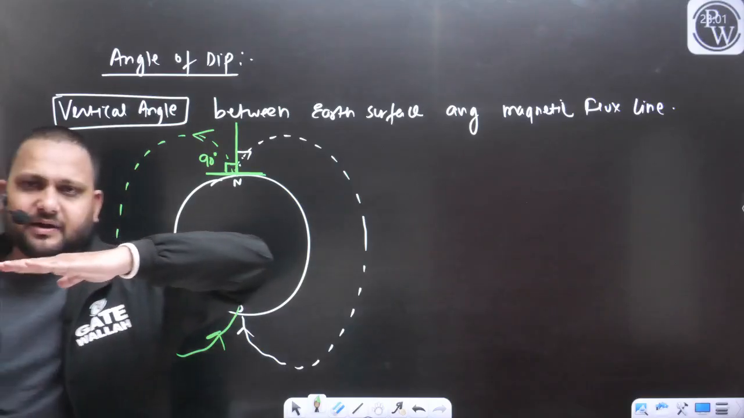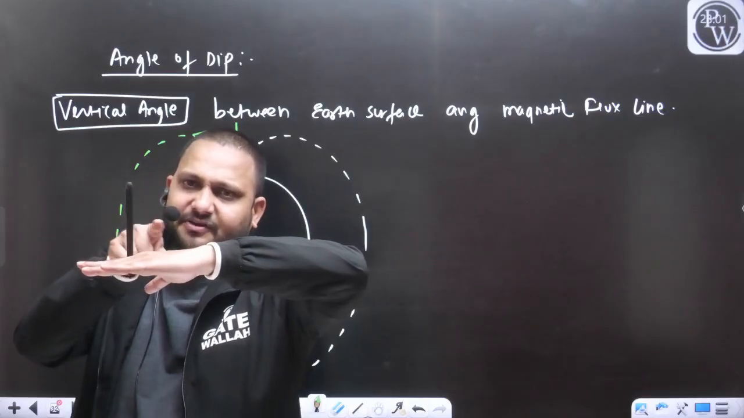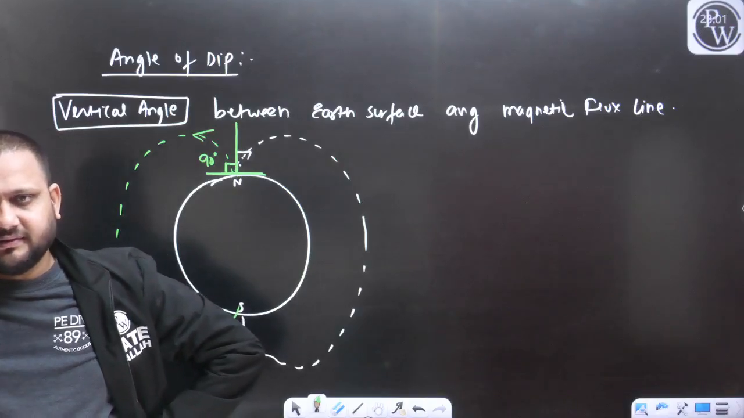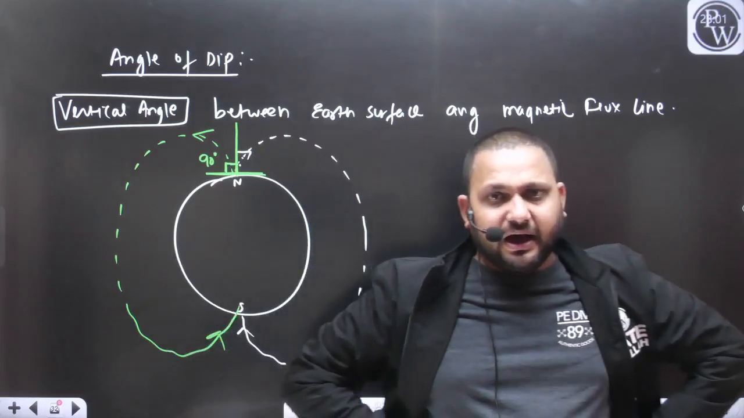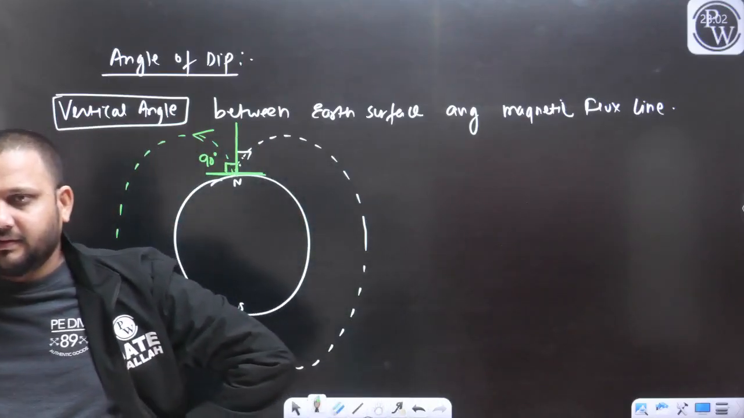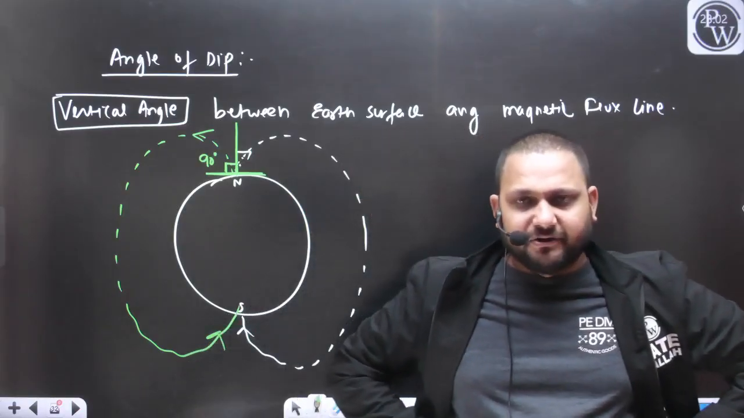This is your earth surface. This is your magnetic flux line. This angle we are defining as the angle of dip or angle of depression. That's why we are using the term, it is the vertical angle between the earth surface and magnetic flux line.